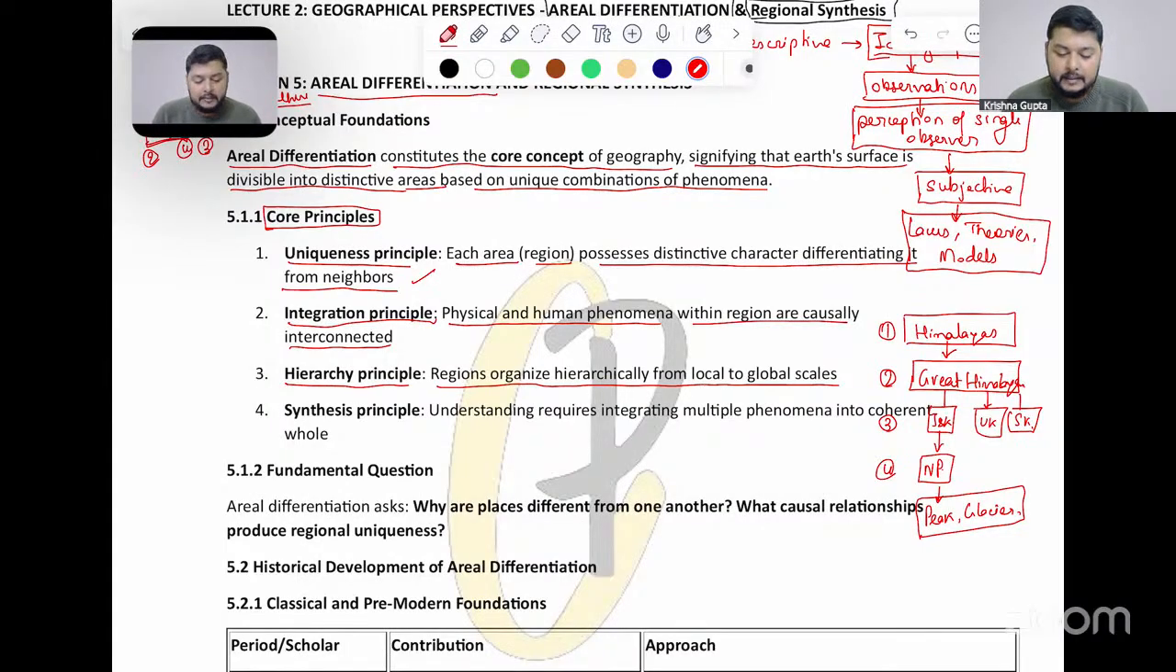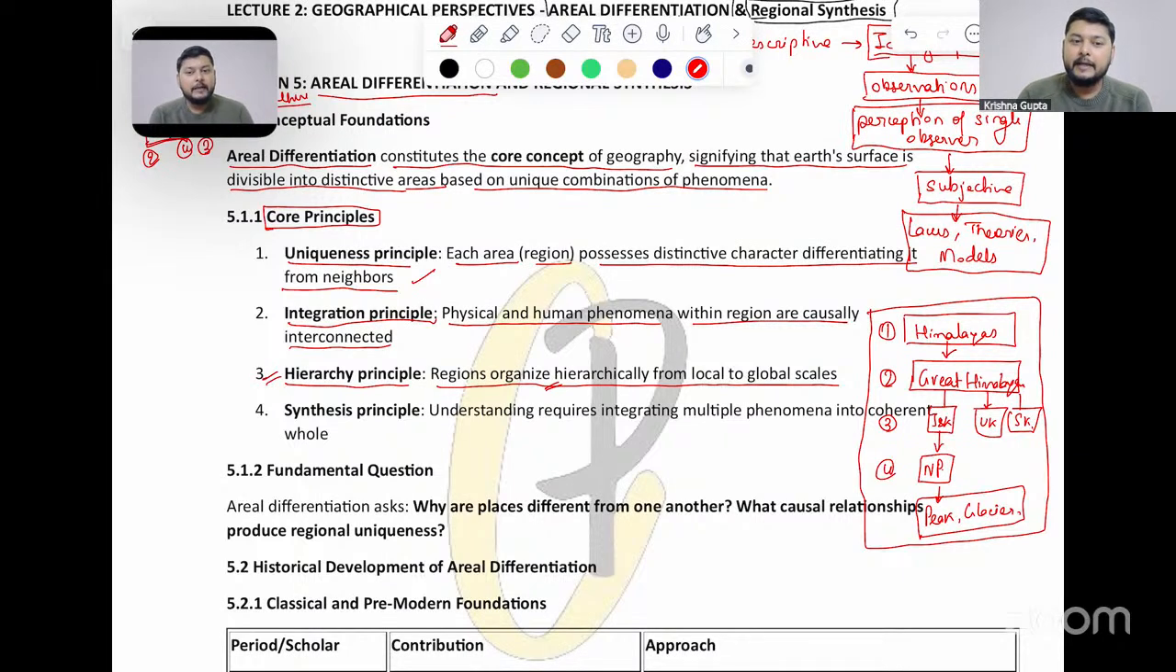So what we see here is that the hierarchies were organized. This is just an example from global to regional to local scale. But this was also applied to a larger extent. So this hierarchy principle is also integrated in the areal differentiation. Then the next point is the synthesis principle. Understanding requires integrating multiple phenomena into a coherent whole.